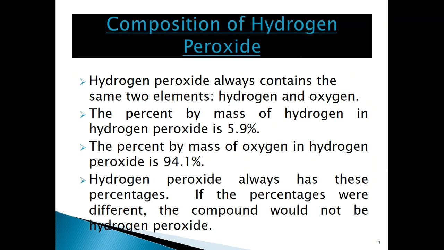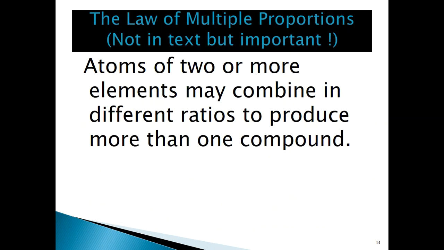Now, compare this to hydrogen peroxide, which contains the same two elements, hydrogen and oxygen. But this time, the percentage of hydrogen is 5.9%, and the percentage of oxygen is 94.1%. In the case of hydrogen peroxide, these percentages are fixed, they do not change. And if these percentages were different, then this particular substance would not be hydrogen peroxide.